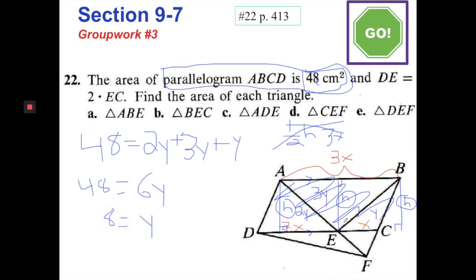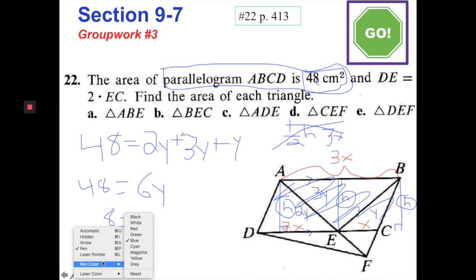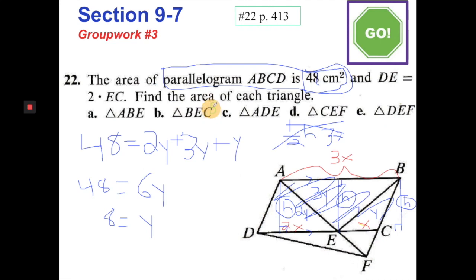So triangle ECB, let's see if we're asked to find that. Yeah, there we go, ECB. Let's change colors just for when we put the answers. Let's go green. Our answer here is just going to be 8 for this one. And next one that we have here, ADE, this one's going to be 16. Last one here is the big one. That one would be 3y, and y was 8, so it's going to be 24.